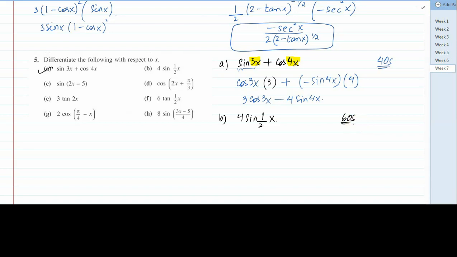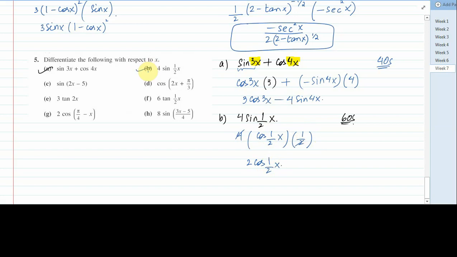Alright, so firstly, I will write down the derivative of sine 1 upon 2x, that will be cos 1 upon 2x. Now the derivative of the angle, it will be 1 upon 2, 2 and 2 cancels, that will be 2 cos 1 upon 2x. That is your part B answer.